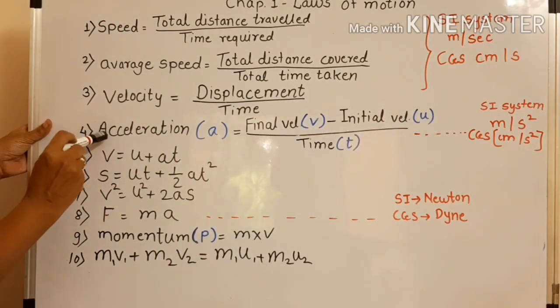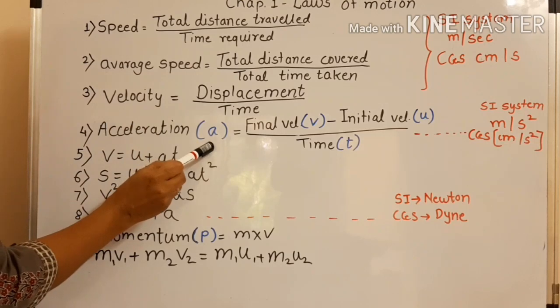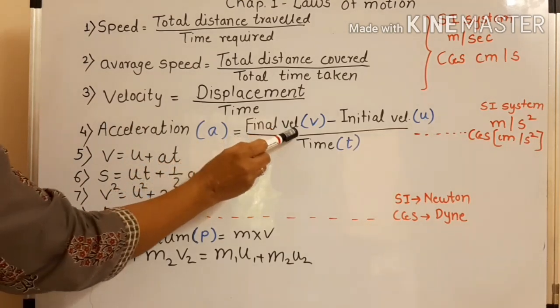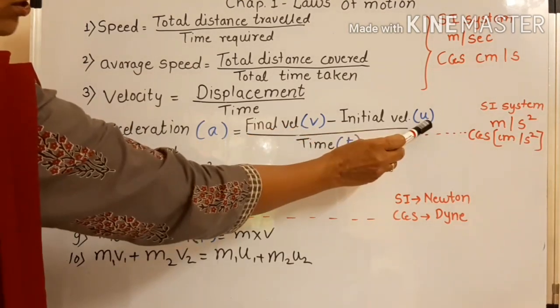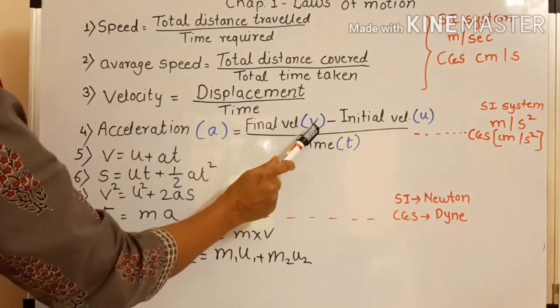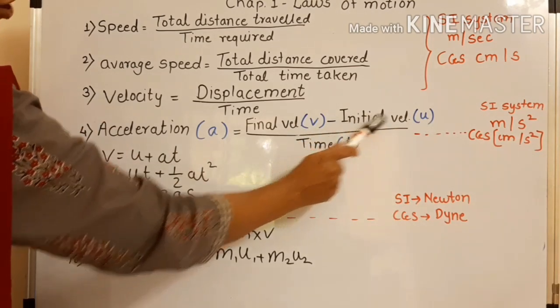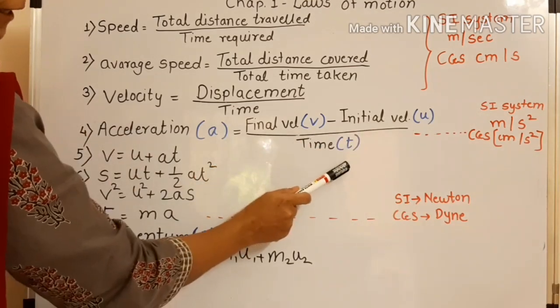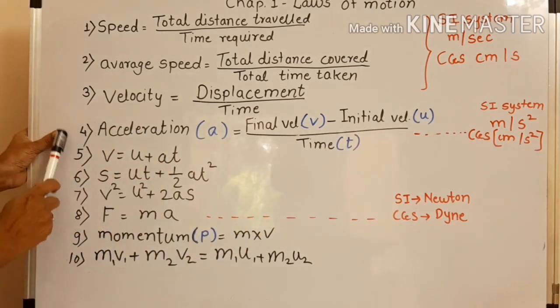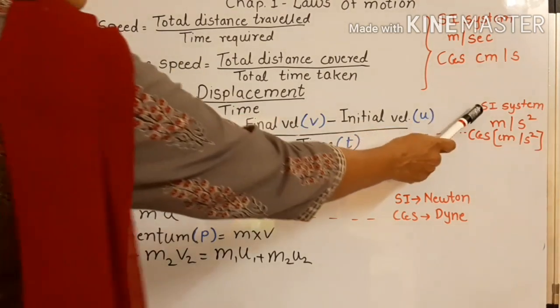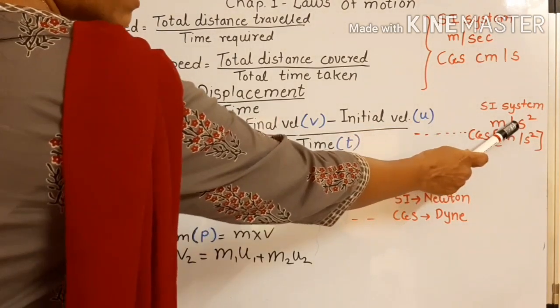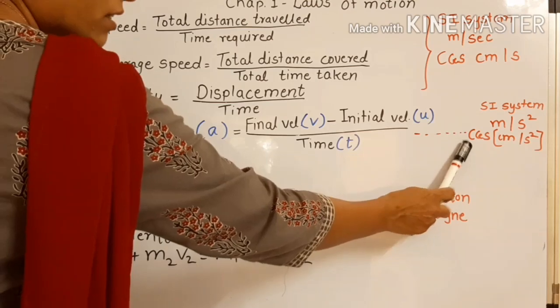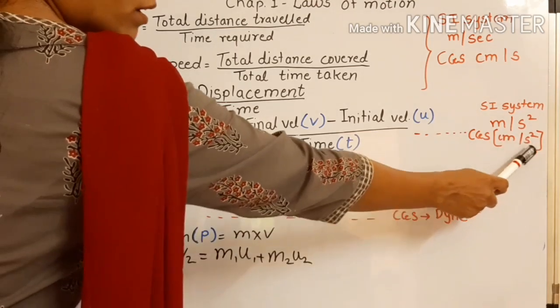Fourth formula, acceleration, denoted by a, is equal to final velocity minus initial velocity, where final velocity is denoted by v, initial velocity by u, divided by time t. The unit of acceleration in the SI system is meter per second square and in the CGS system centimeter per second square.